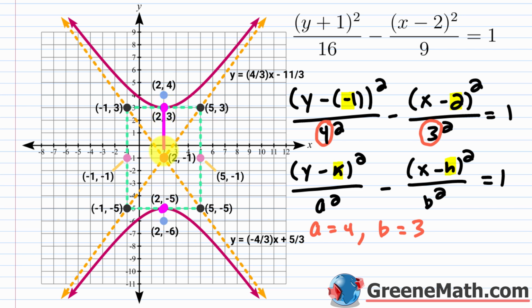If you want to draw the transverse axis, sometimes they'll ask you to do that, it's just going to be the line segment where the vertices are the endpoints. So the endpoints are 2 comma 3 and 2 comma negative 5. All right, I'm just going to erase that. Let me put my center back in. I'm just going to color that back in.